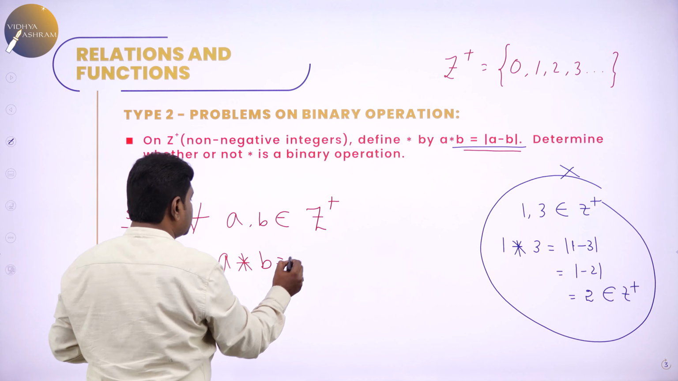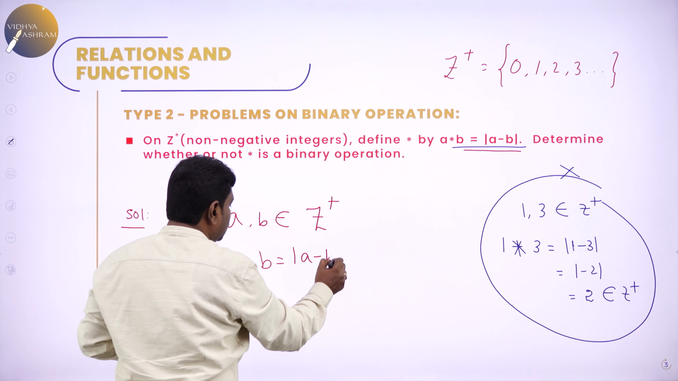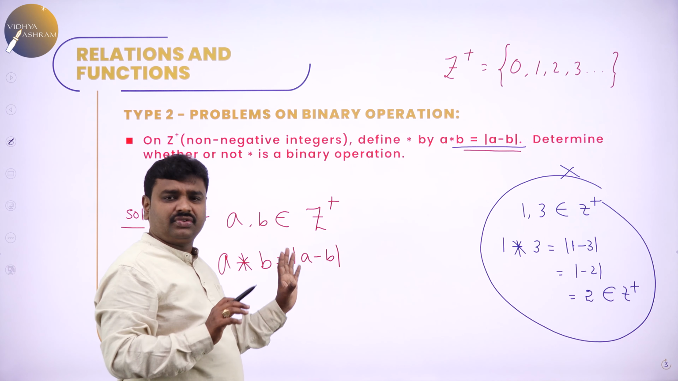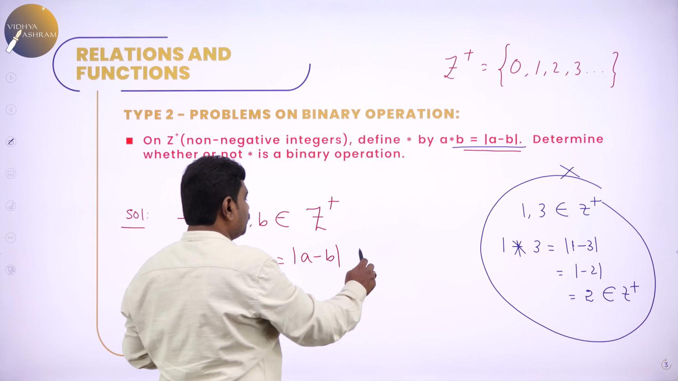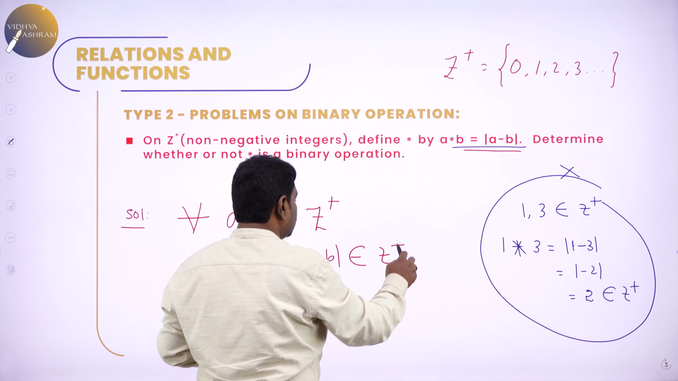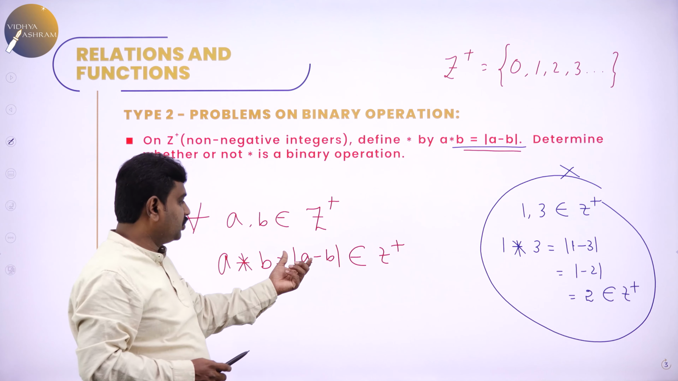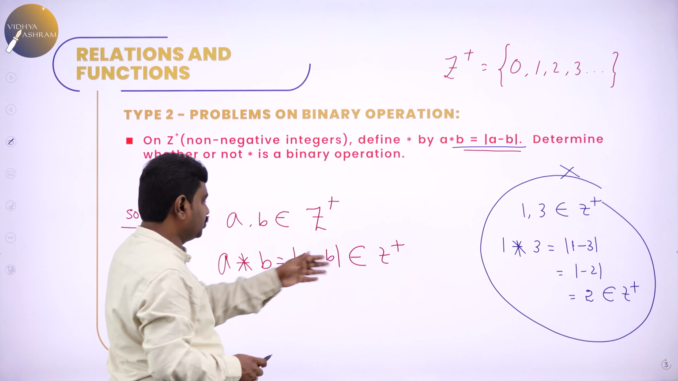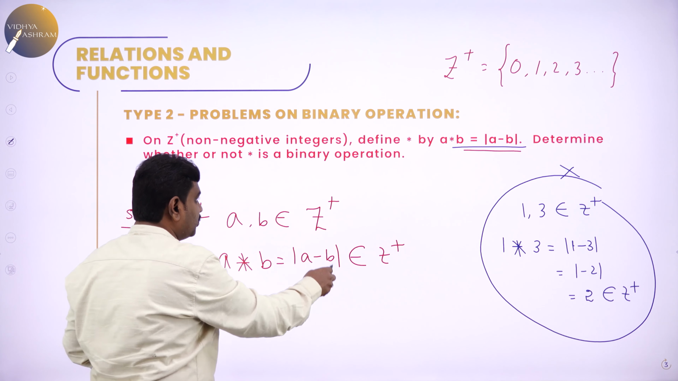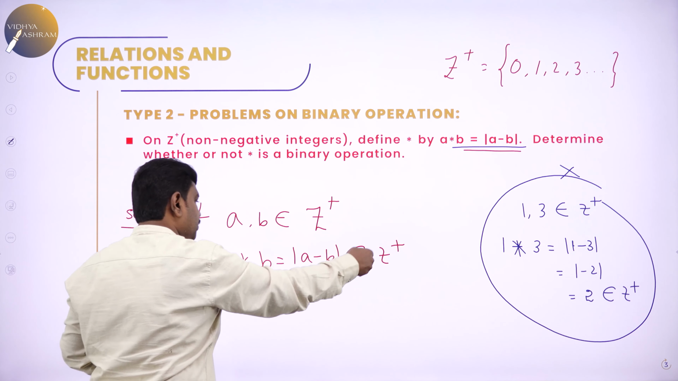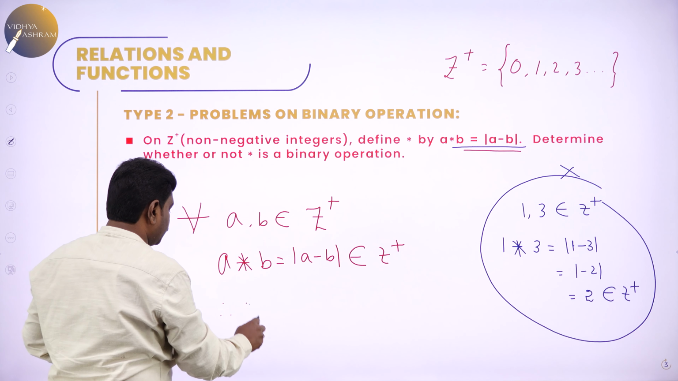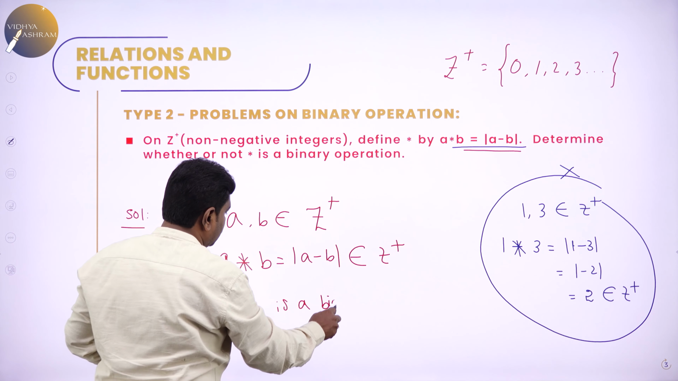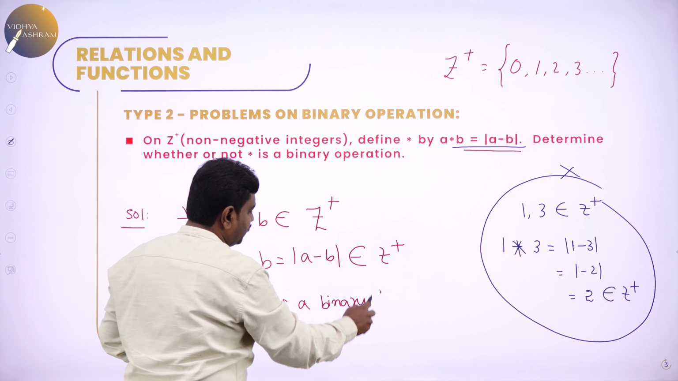A star B, what is A star B? Modulus of A minus B. Definitely modulus is always positive, at least the value is 0. So, definitely mod A minus B belongs to what? Z plus. All of you know what is absolute value. Here I took one example. When it is always true, you should not take numbers, you should generalize. So, A star B is mod A minus B, this is given in the problem, I wrote it and I can say it belongs to Z plus. Therefore, star is binary operation. Star is a binary operation, means they gave an operation which is binary.